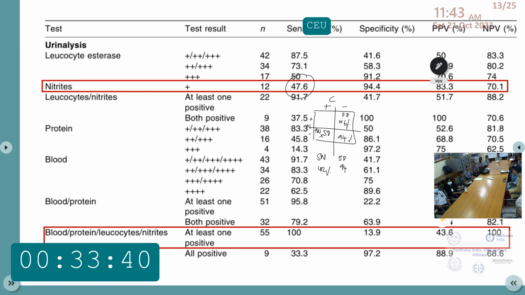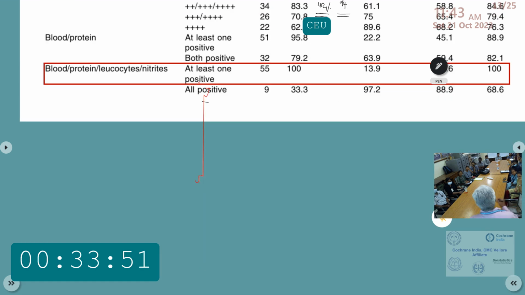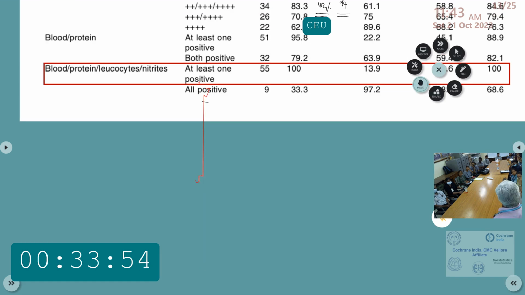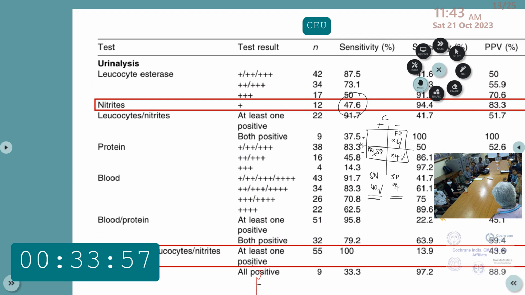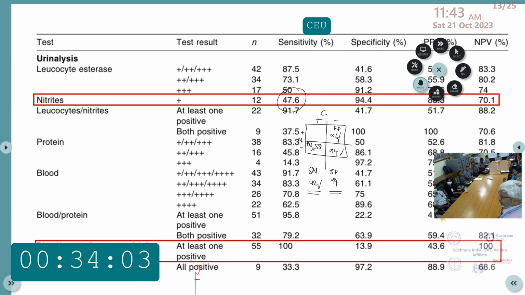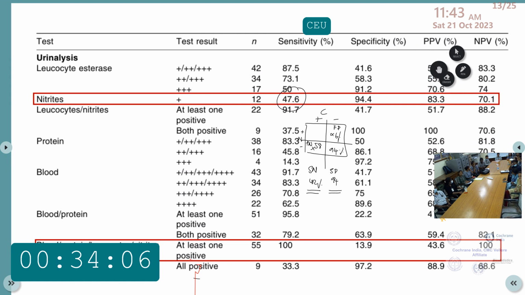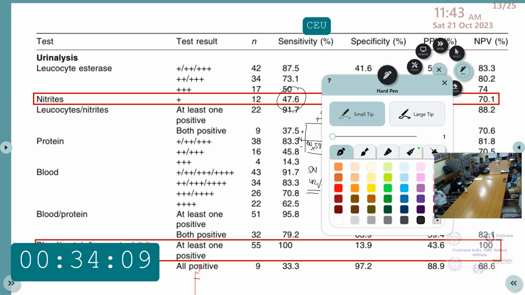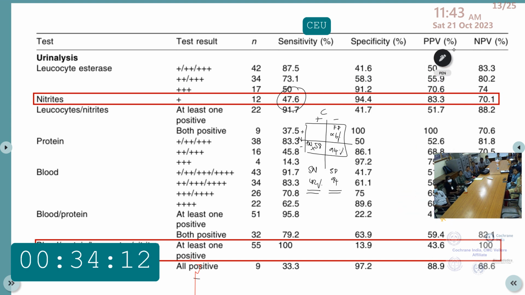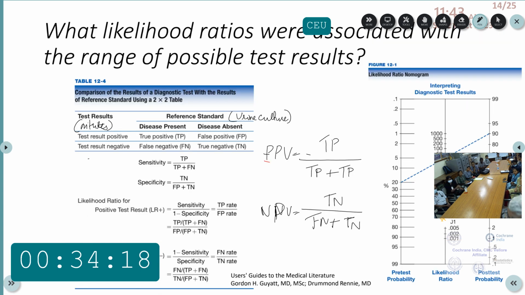Now, Kathy is going to explain likelihood ratio in a second. But you must understand one thing: sensitivity and specificity don't change from place to place. So the same nitrite test done in CMC or in Chittoor or in Ranipet hospital, you get the same sensitivity and specificity. Even if the population changes, sensitivity and specificity don't change. But just go back to the previous slide. See this one. What does change is positive predictive value and negative predictive value.